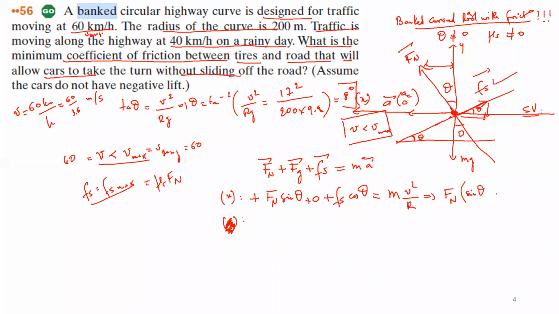And I put Fn outward. So I'll have mu s cosine theta, and this is equal to m v squared over r. So this is my first equation, and this is coming from Newton's second law along the x-axis.